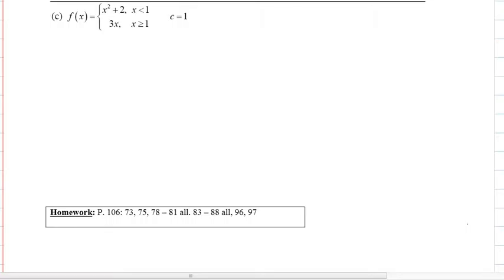Okay, so for part C, we're going to use the alternative form of the definition of the derivative. So I'm going to go ahead and rewrite this. It's f prime of c is equal to the limit as x approaches c of f of x minus f of c all over x minus c.